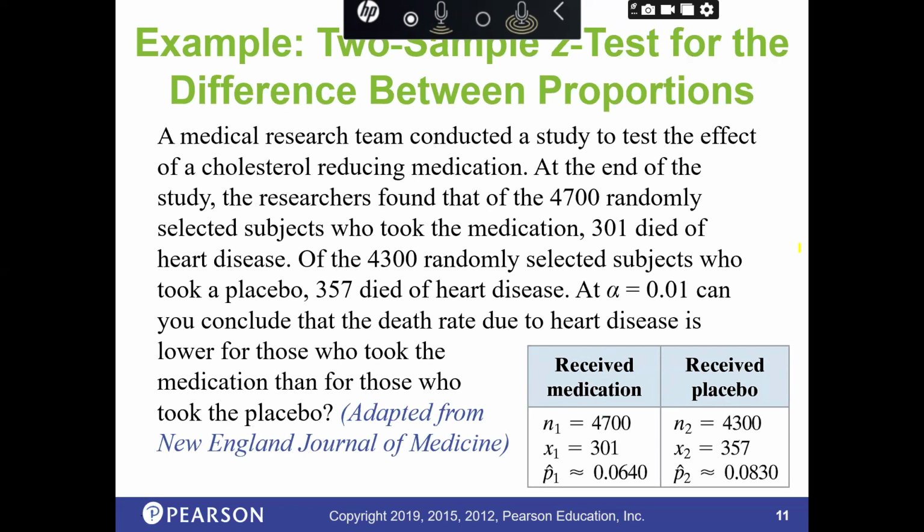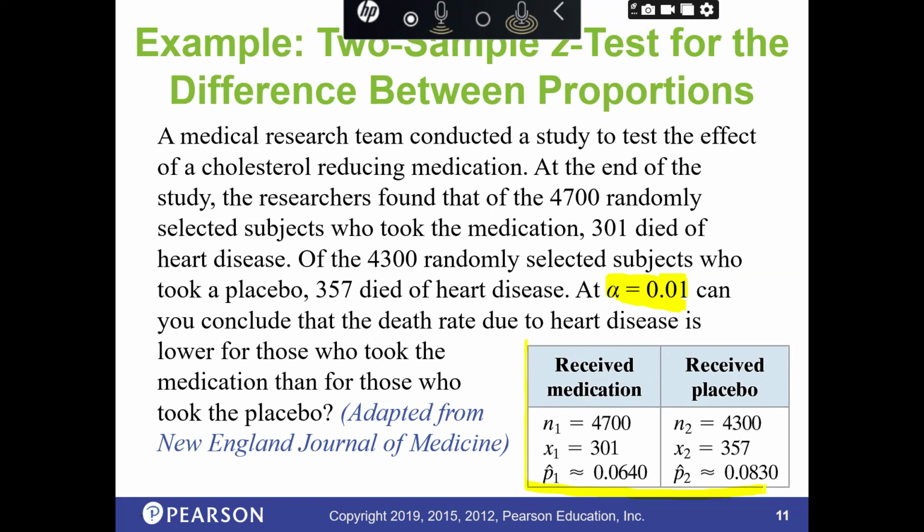So now the question is, is the difference between 301 and 357 significant enough? Because this is medical, usually in medicine we go to a 0.01 alpha level.